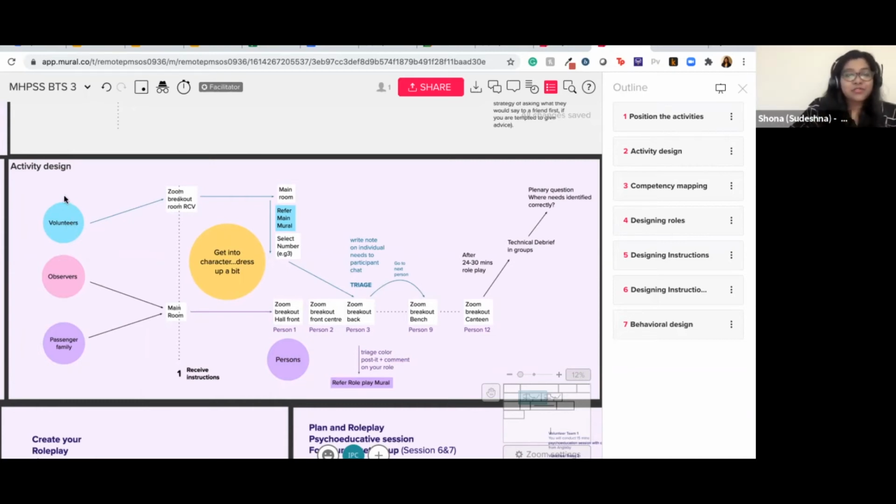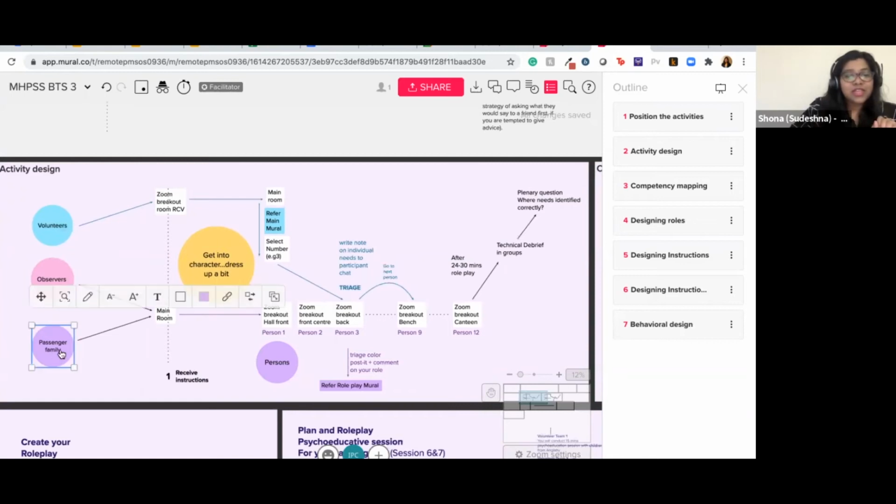So for example, the first thing that we start off with is, as you can see, the actors on the site, which are the volunteers, observers, and family passengers. And then you take each of them and move through the entire process. So the family member goes to the main room and they go maybe into the first Zoom breakout room or second Zoom breakout room. So this was just an interactive way of showing people what is going to happen in the process.